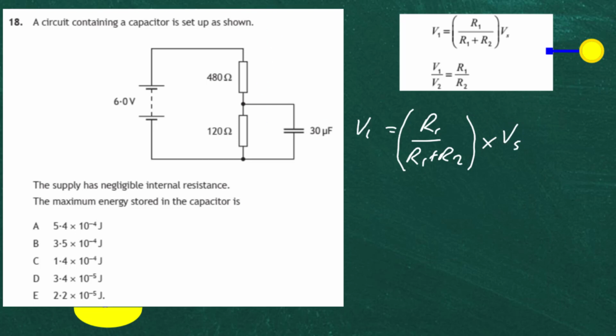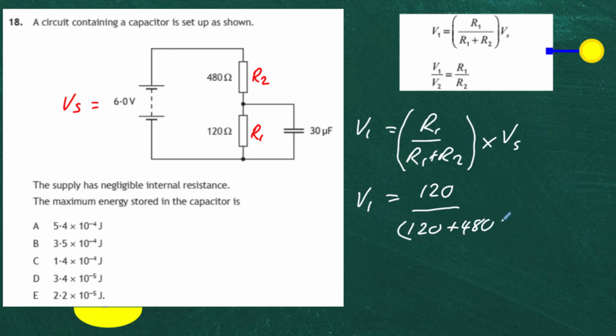Now we know that we can write the following. That's going to be resistor R1, and that's going to be resistor R2, and the voltage of supply is going to be over here. It's going to be 6 volts. So now we can plug in the numbers. V1, the potential difference across the 120 ohm resistor, is going to equal the first resistor R1, 120, divided by 120 plus 480, put that in a bracket, and I'm going to multiply that answer by the voltage supply, which is 6 volts.